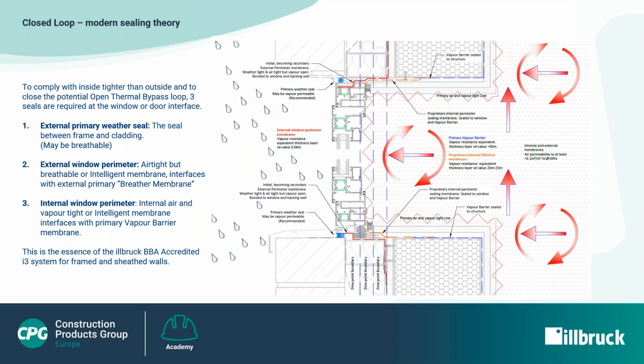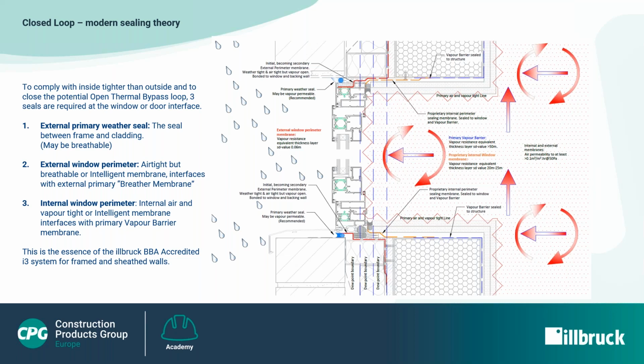So returning to our original diagram from the beginning, we can see how the loop can be closed by applying the appropriate measures. To comply with inside tighter than outside and to close the potential open thermal loop bypass, 3 seals are required at the window door interface. External primary weather seal between the frame and the cladding. Now this may be breathable, such as an impregnated expanding foam tape or Compraband, our branded product. The second seal, an external window perimeter, the airtight breathable or intelligent membrane, which then interfaces with the external primary breather membrane.